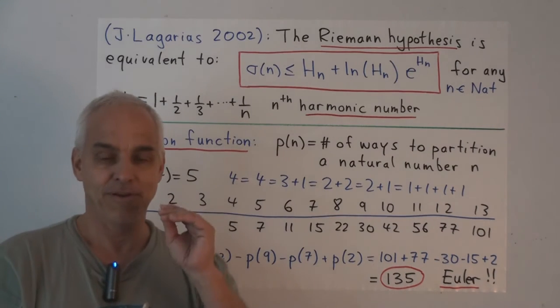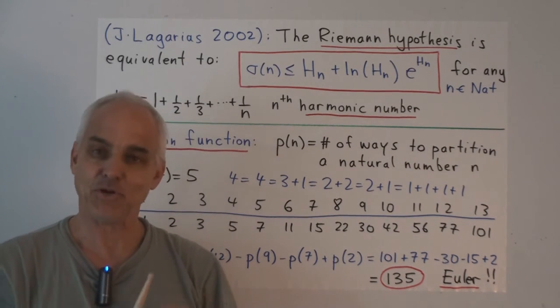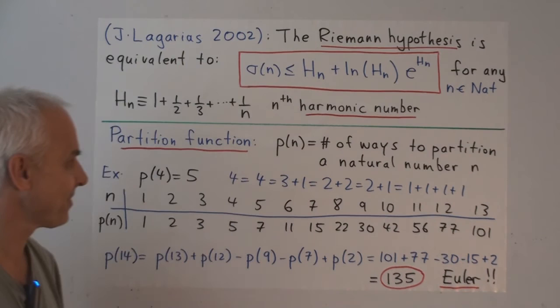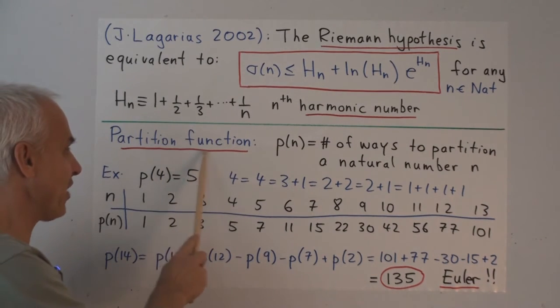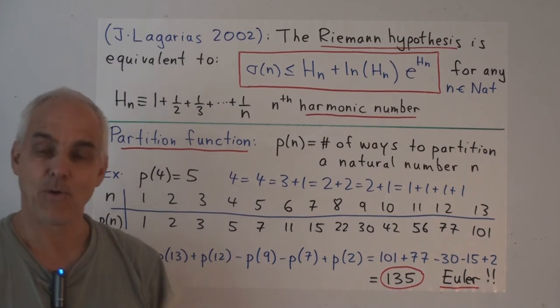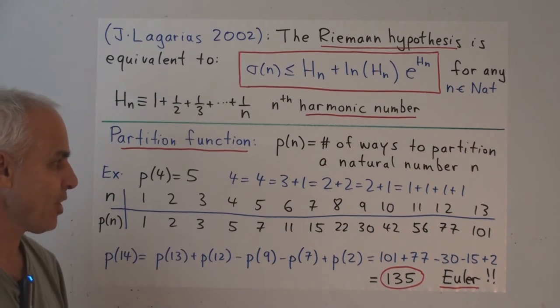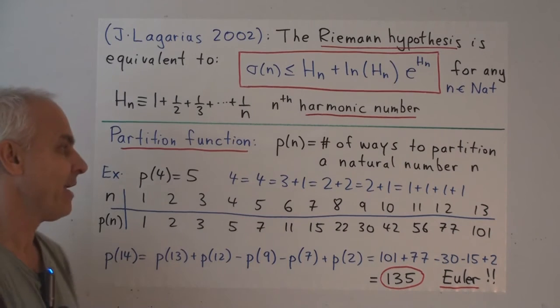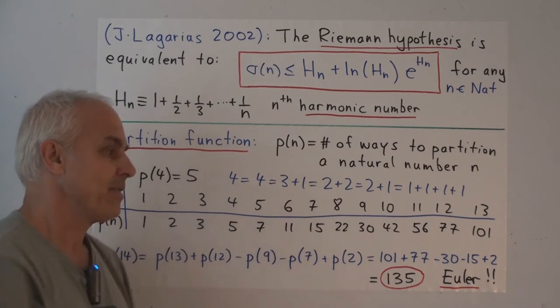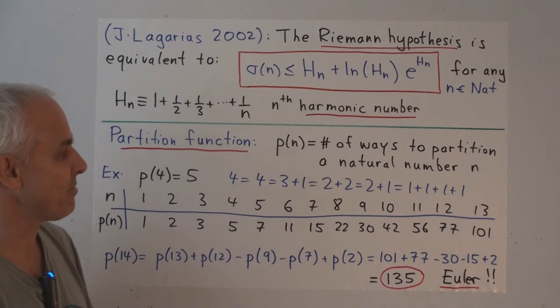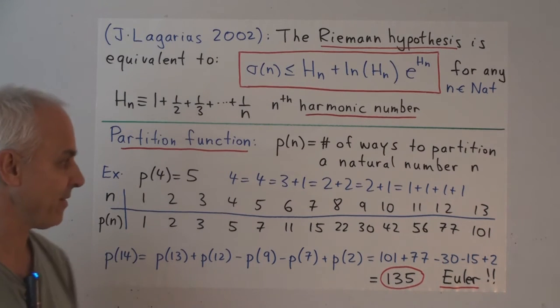Here's another discovery that Euler made having to do with pentagonal numbers. It concerns another function called the partition function, which plays an important role in combinatorics. All right, so without going into a lot of detail, let me just say rather quickly that P of n is the number of ways to partition a natural number n.